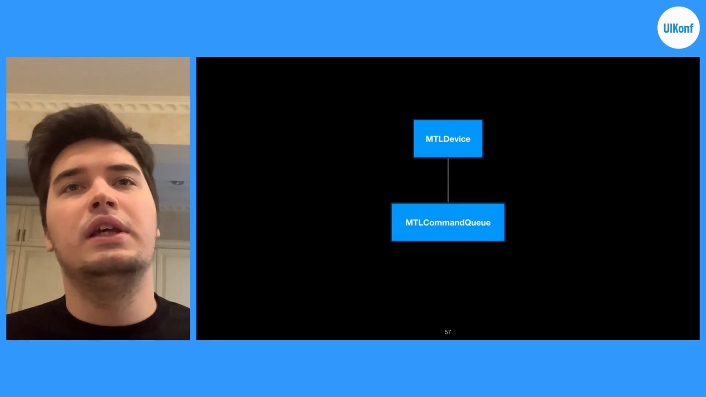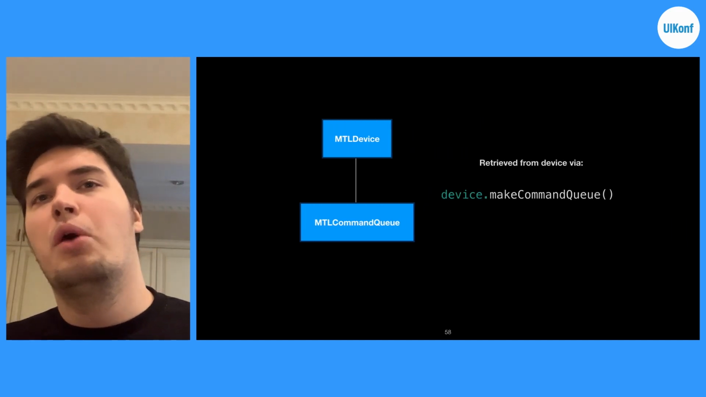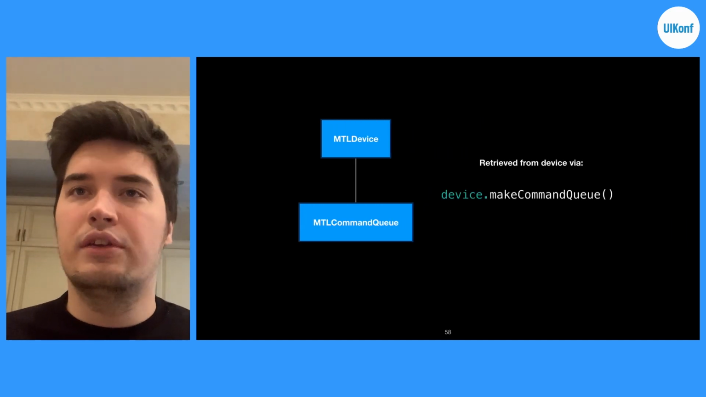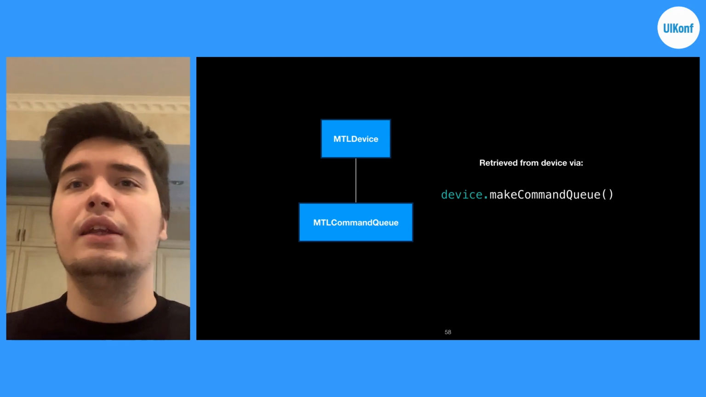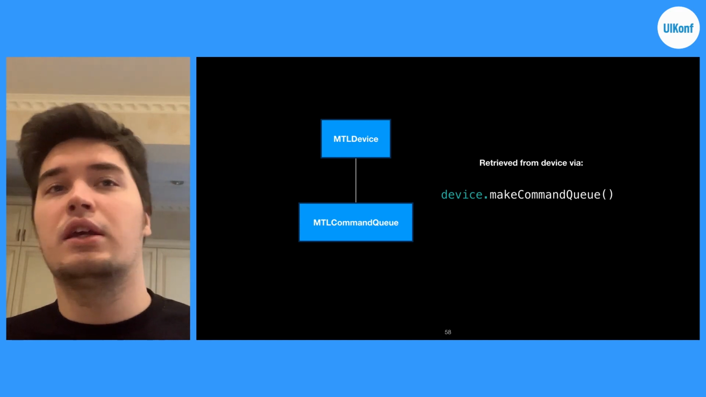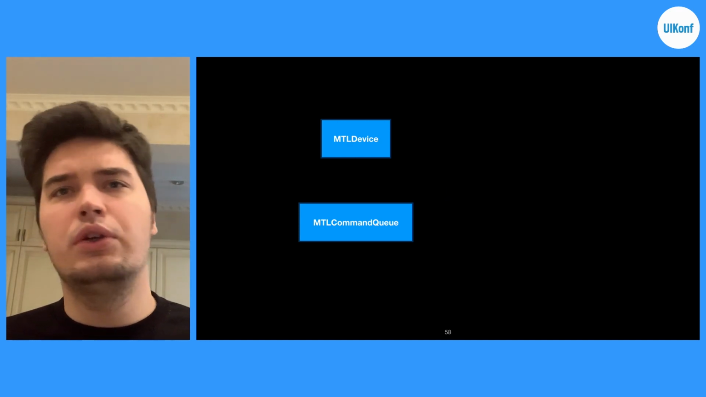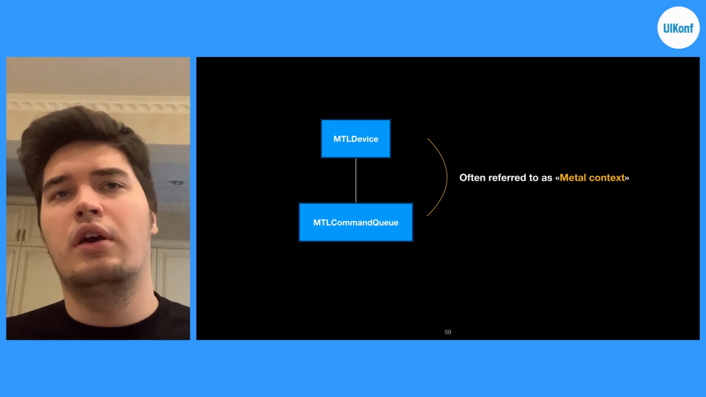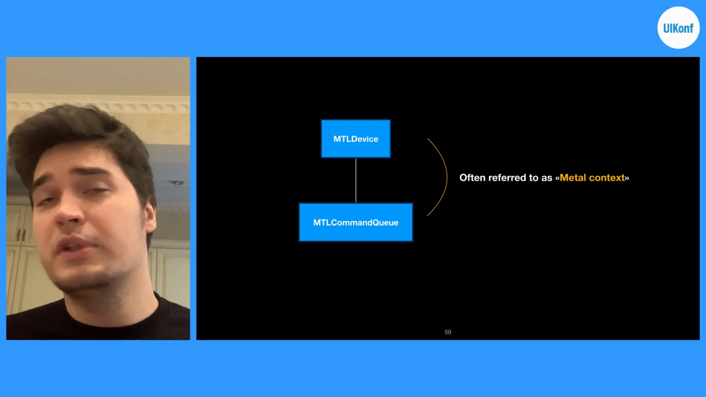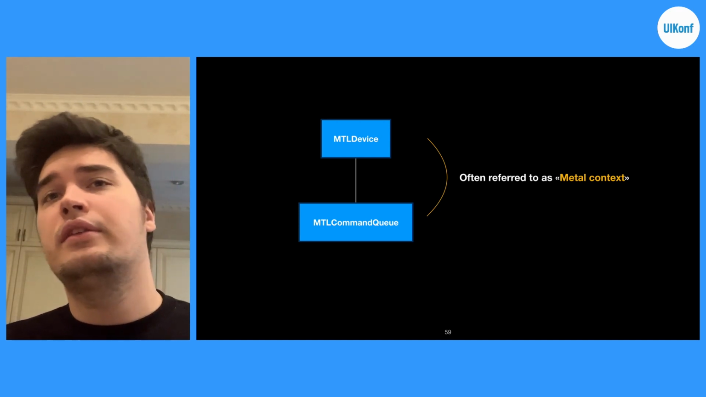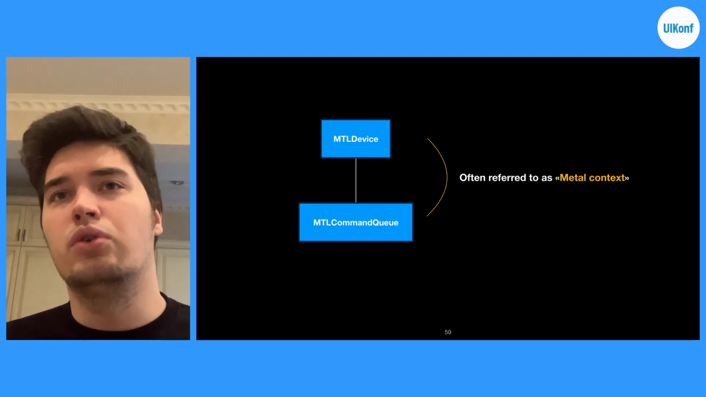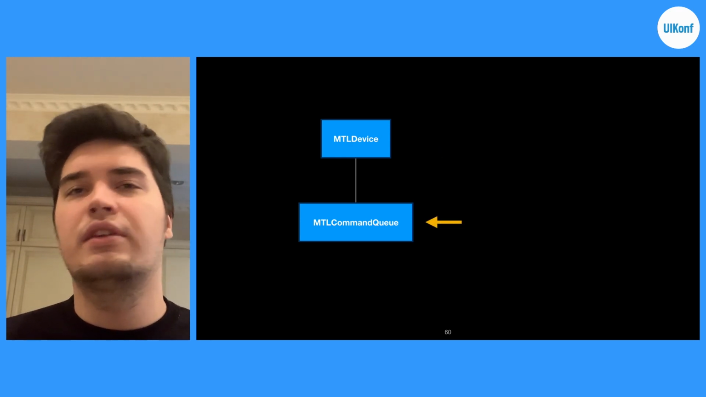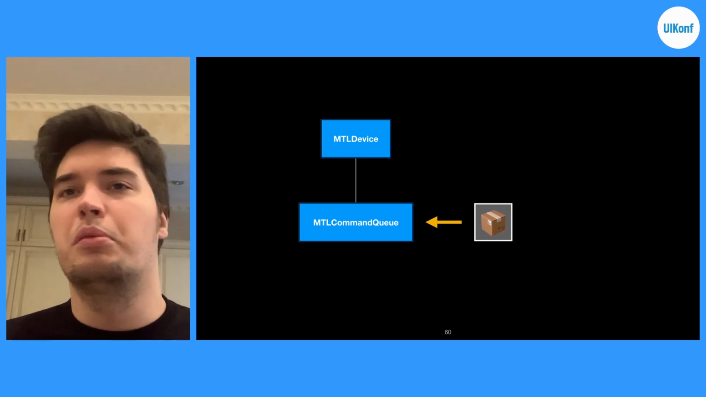Metal is designed as a dependency injection API, so most of the objects are created in the context of a higher-level one. Each device has its own command queue, and this is created by the device's makeCommandQueue function. The command queue is just the part that handles all of the commands for the GPU to handle, and this pair of objects that you use all the time is often referred to as a Metal context. It makes sense to couple them and move them around together.